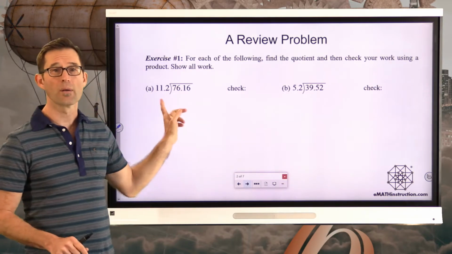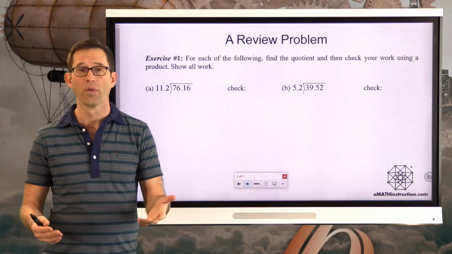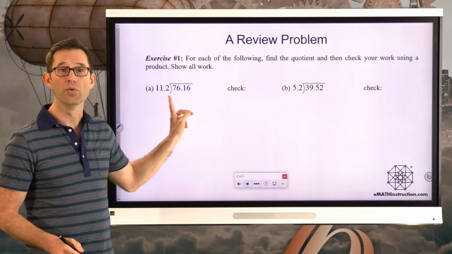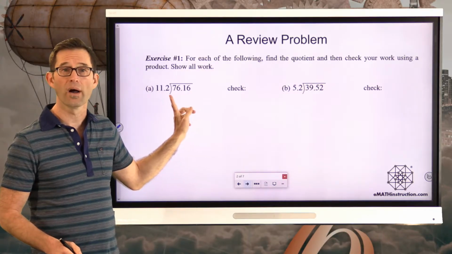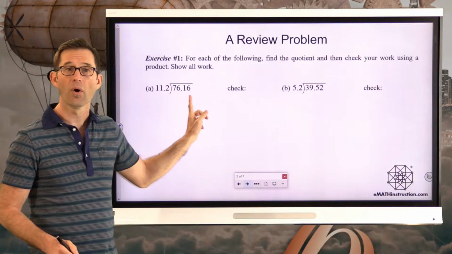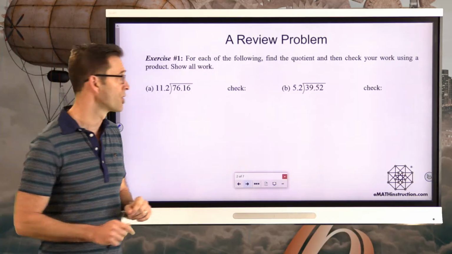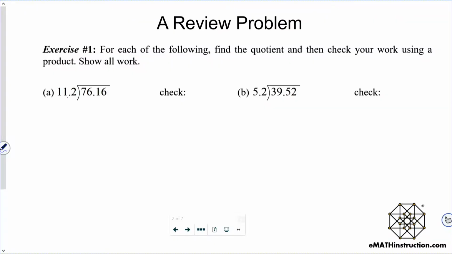Now what I really want is to be dividing by a number that's a whole number. I don't want to have a decimal quantity in it. So I'm going to take that 11.2, I'm going to move the decimal place 1 unit to the right, and likewise that 76.16, I'm also going to move the decimal point 1 unit to the right. So let's begin there and take a look at our quotient. So move 1 unit to the right in both cases, and I'm going to change my problem into 112 divided into 761.6.